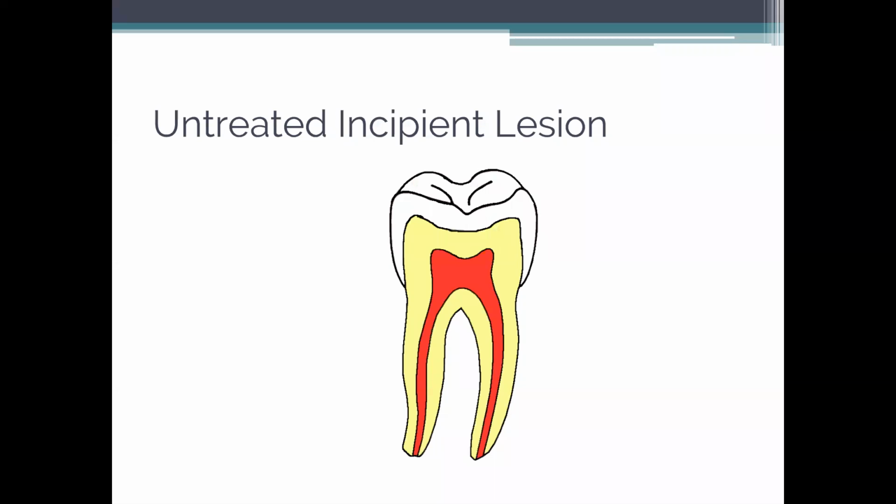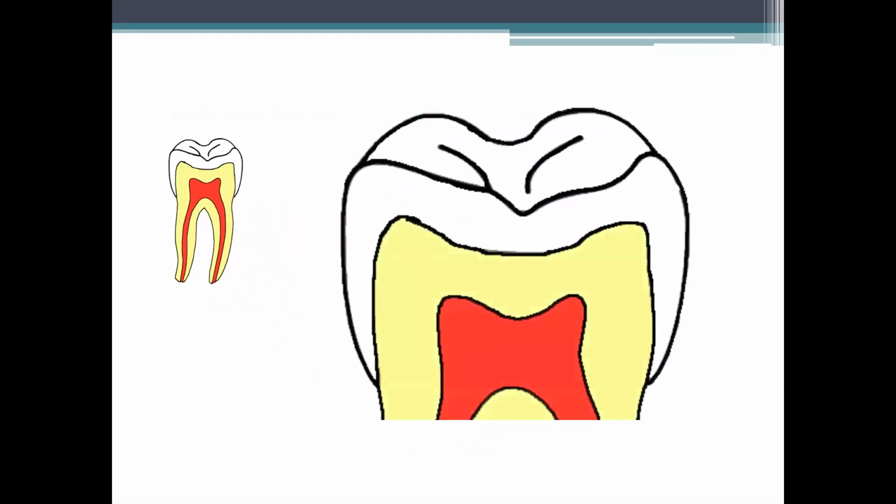So this is what happens when you have an incipient lesion. If we blow up that little area, we get a small area of demineralization. That's an incipient lesion. You notice it's still in the enamel. As this progresses, if it doesn't remineralize, it gets bigger. It's still incipient. It's in the enamel.